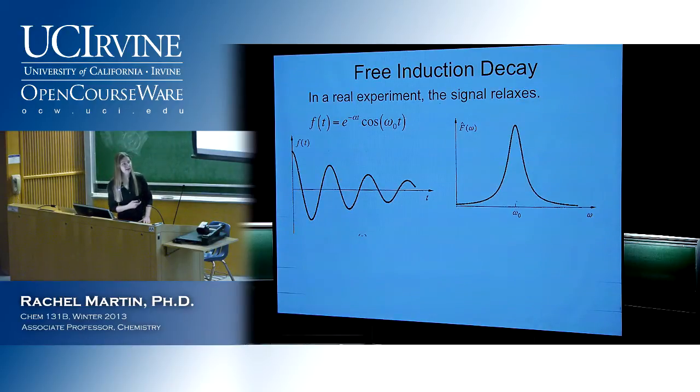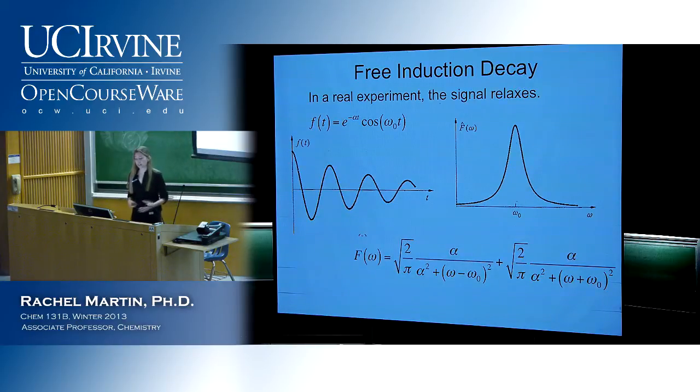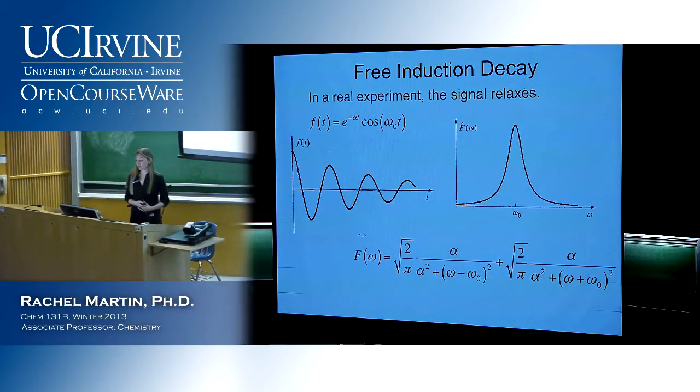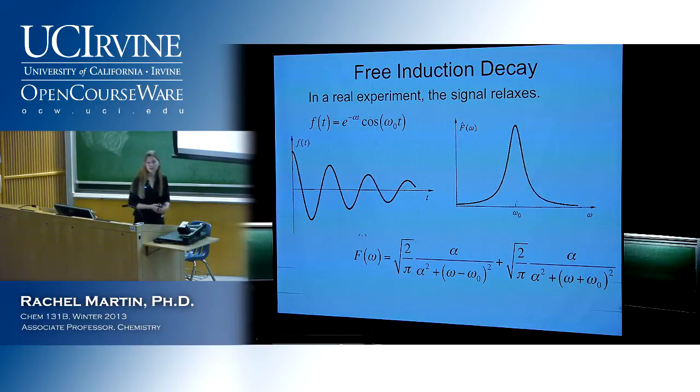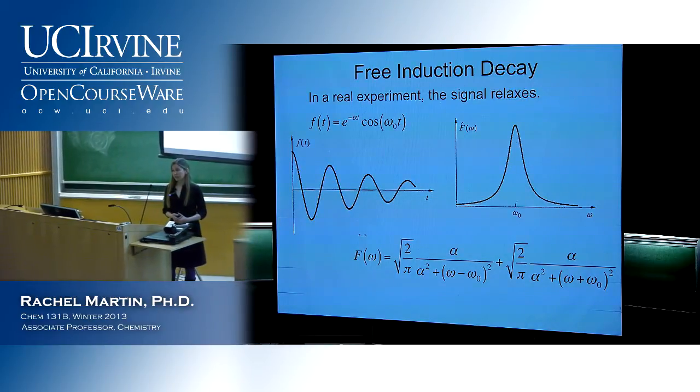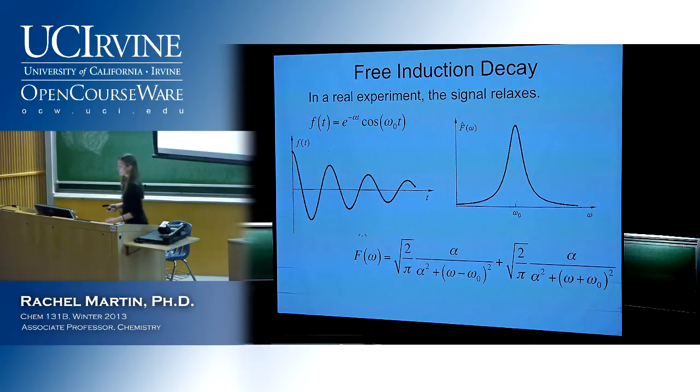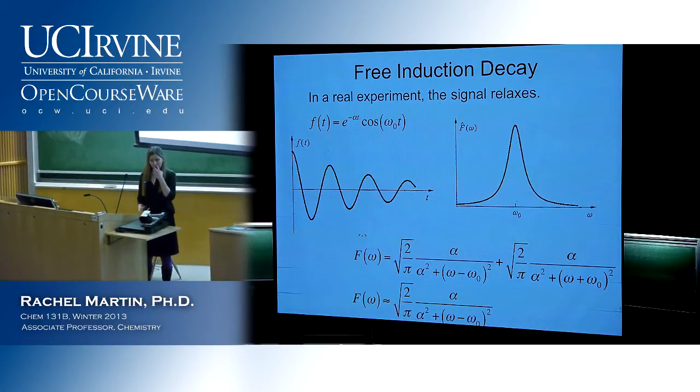So here's my f of t. And as you'd expect, I've got an exponential decay and then a cosine function. I start with maximum signal, and then it decays and has this periodic character. If I Fourier transform that, here's what my function of frequency looks like. It's called a Lorentzian. And in a realistic NMR experiment, I can neglect this term. I'm just going to take the first term. And so this is the function for my NMR signal.